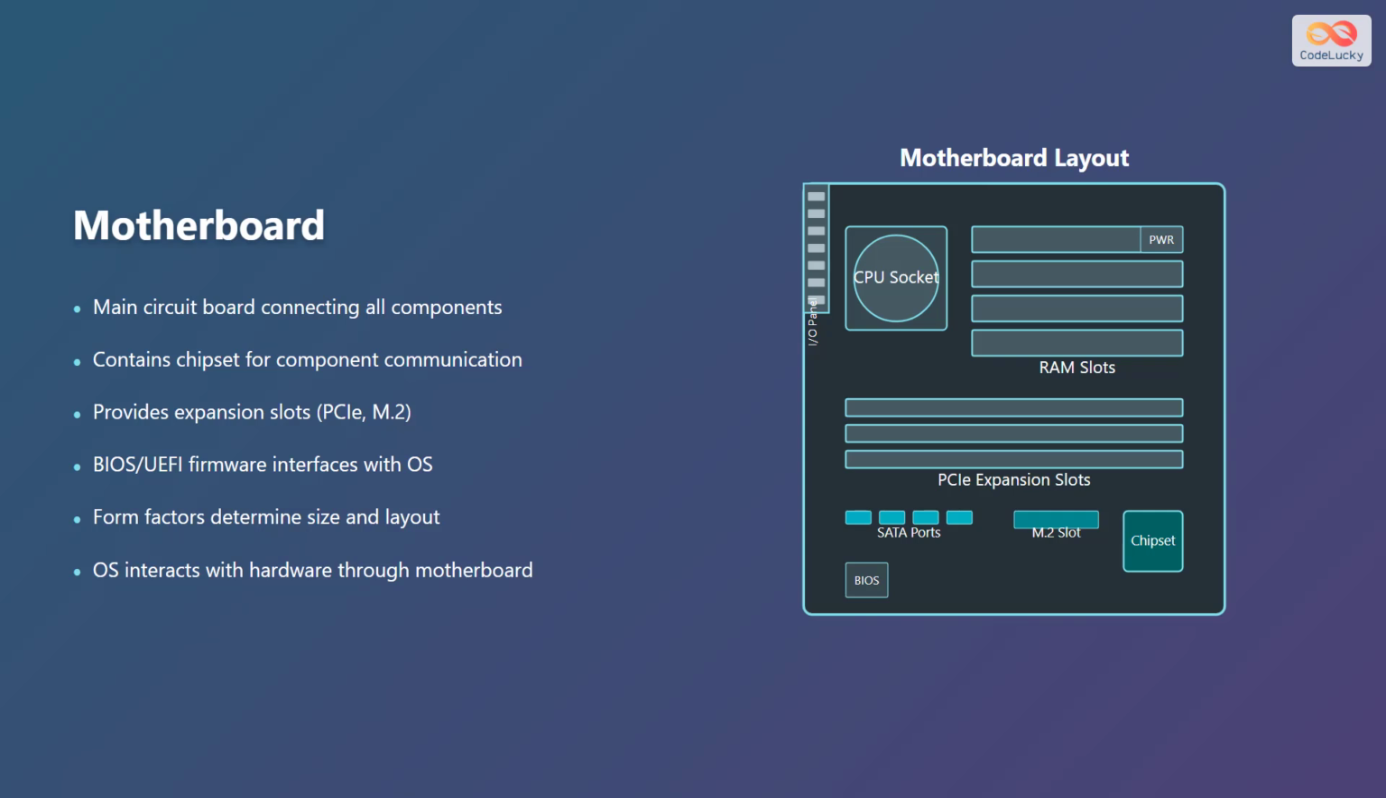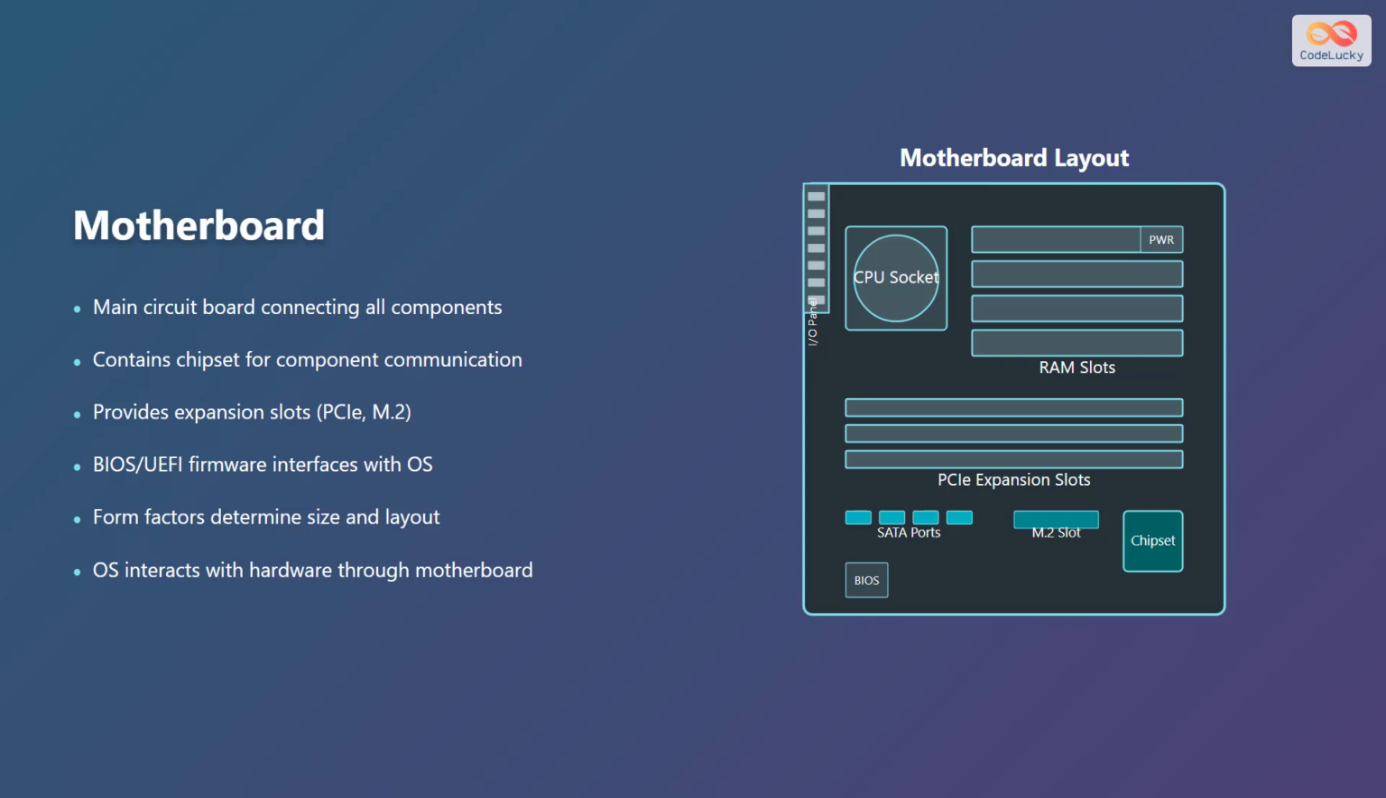The motherboard is the main circuit board that connects all the components of the computer. It's like the central nervous system of the computer, providing the pathways for all the different components to communicate with each other. The motherboard contains the chipset, which controls communication between the CPU, memory, and I/O devices. It also provides expansion slots such as Peripheral Component Interconnect Express, or PCIe, and M.2 slots, which allow you to add additional devices to the computer such as graphics cards and solid-state drives.